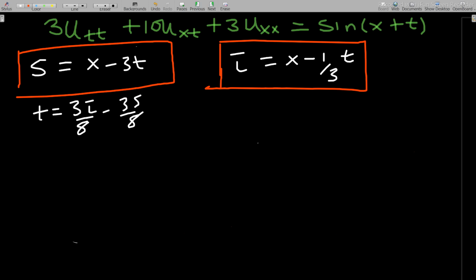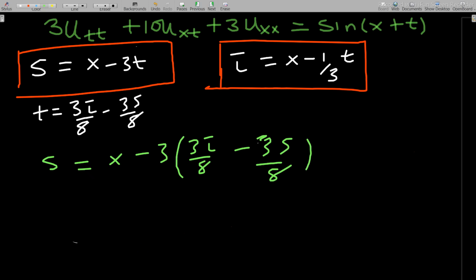So it means that the first equation, s, which is equal to x minus 3, then t is what? 3 tau over 8 minus 3s over 8. Okay, if I substitute everything and work through this, I'll get x equals 9 tau over 8 minus s over 8.